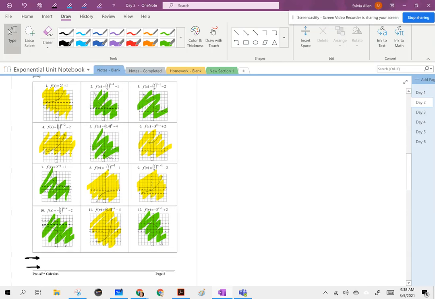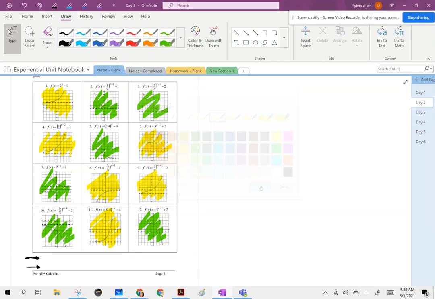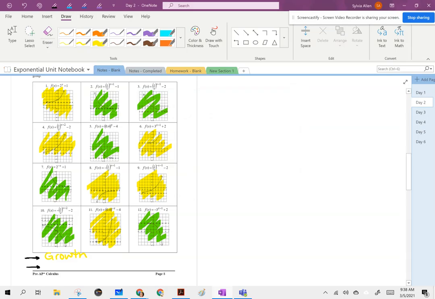So let me just clarify then what the group with the yellow is. The group with the yellow is going to represent growth. And the group with the green is going to represent decay. So take a look at that.